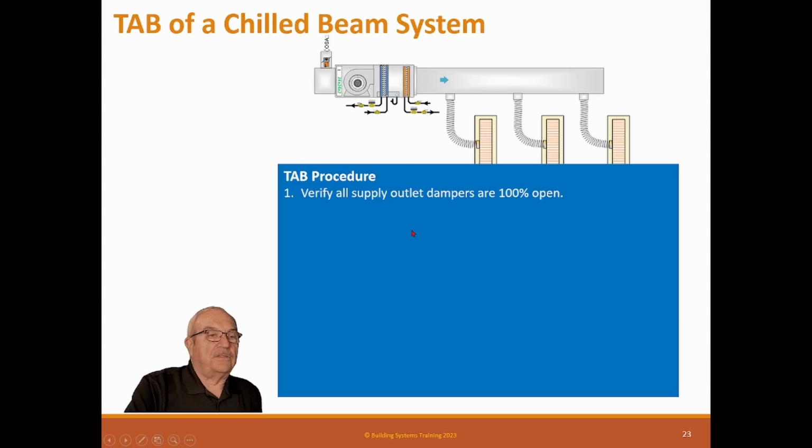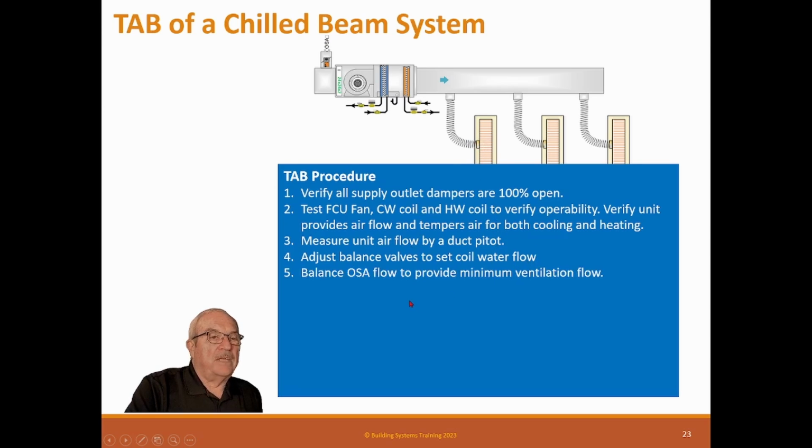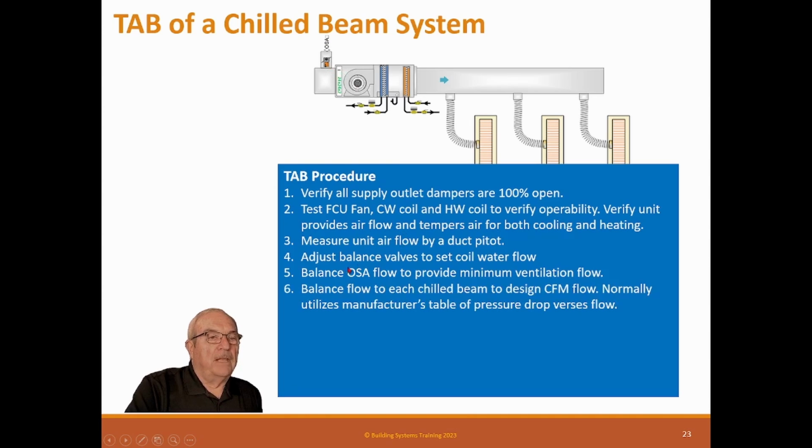Okay, TABing this system. This has been somewhat controversial, and I'll go over why. Verify all duct dampers are 100% open. Okay, make sure these are all open. Test the fan coil unit, make sure it all works. Measure unit airflow by duct pitot. Adjust balance valves to set the control of water flow. You'll notice I haven't mentioned doing this yet. Balance the outside airflow to provide minimum ventilation flow, so you're going to balance that. Balance flow to each chill beam to design CFM flow.